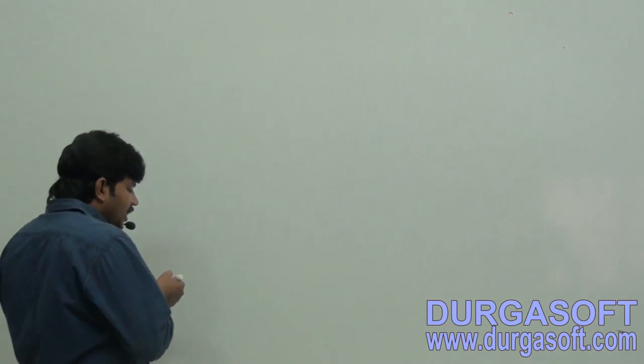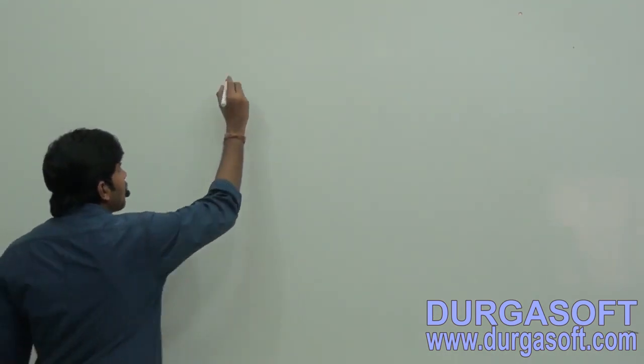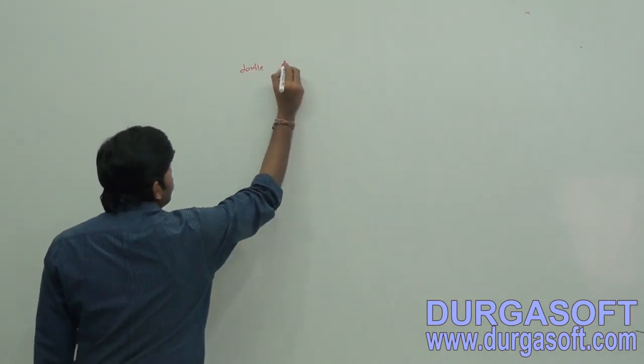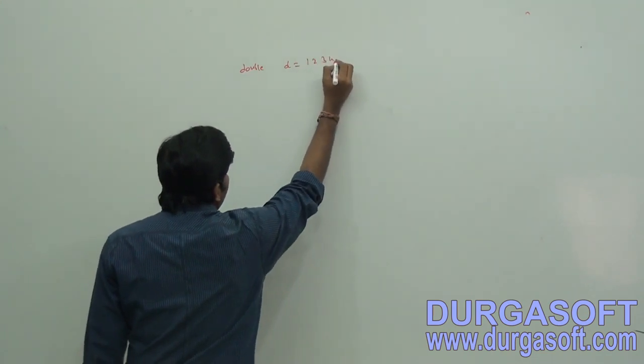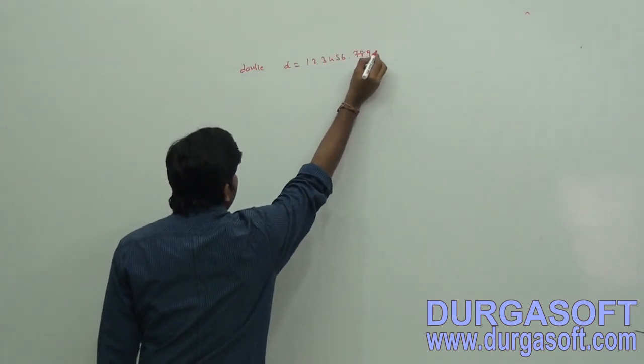Next, there is another enhancement, which is applicable for all numeric literals. Numeric literals means number types, integral and floating point both. What is that enhancement? I have one number: double d = 123456.789.